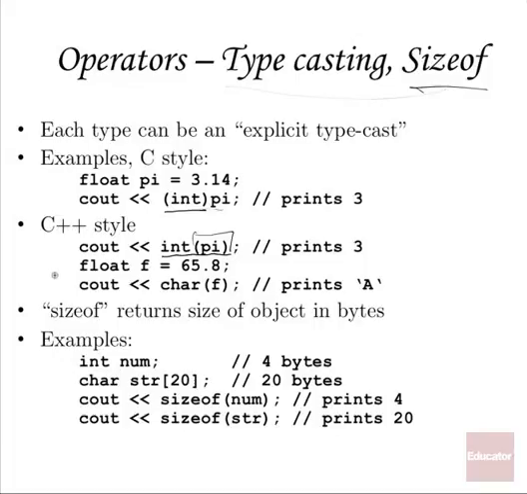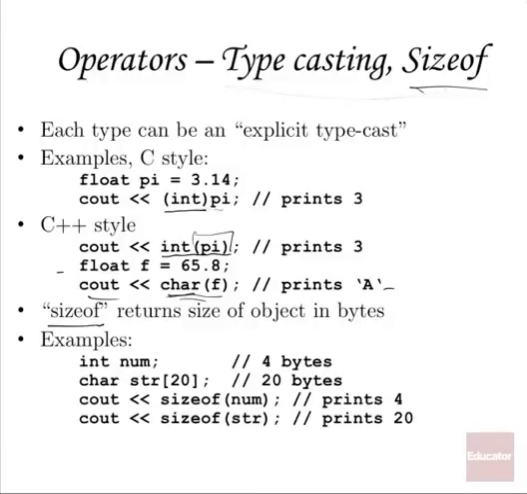Here we have an example. We have a floating point 65.8. We're casting that into a character. It will throw the 0.8 away and then convert the 65 to the ASCII value of 65, which happens to be capital A. So when we print this out, we'll get a capital A printed out. Sizeof the operator.